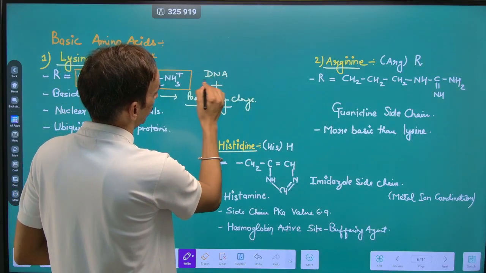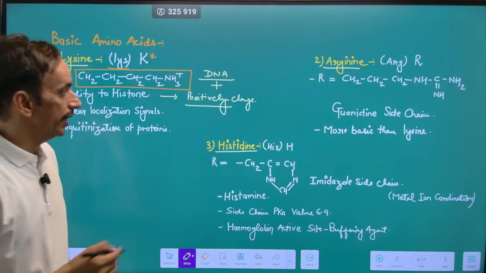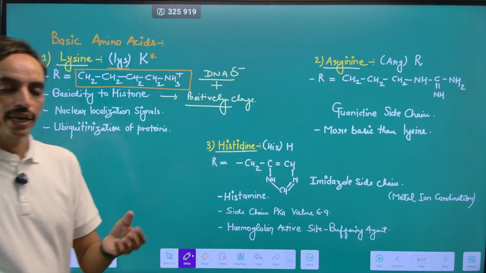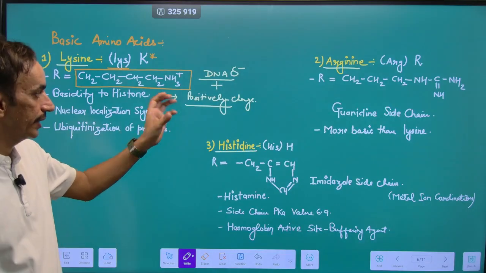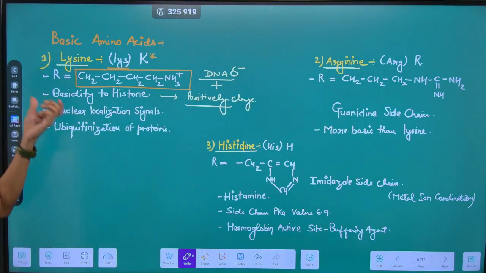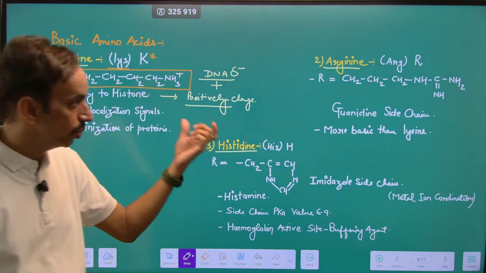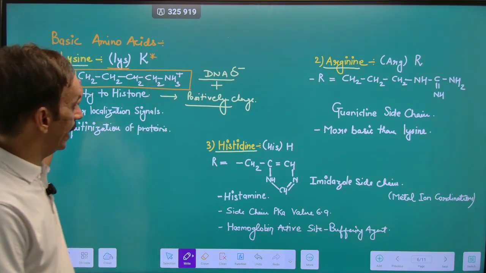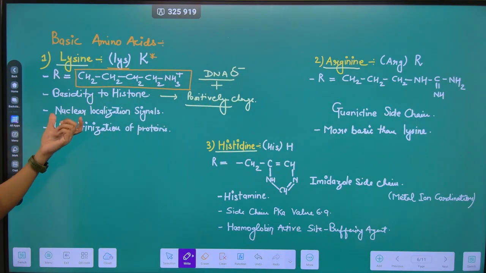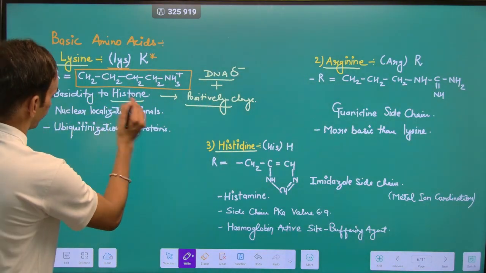As we discussed earlier in bonding, the DNA has partial negative charge, while the histones have partial positive charge, and there is an ionic interaction between the DNA and histone. So we can say the basicity of histones is due to the presence of lysine as well as arginine. The lysine and arginine provide basicity to the histone protein.